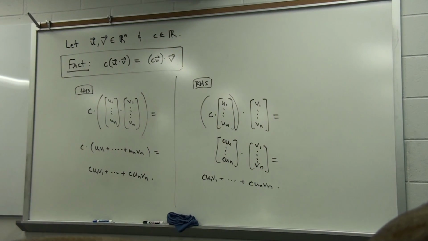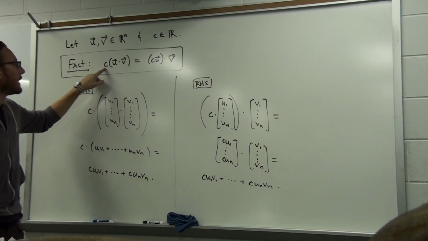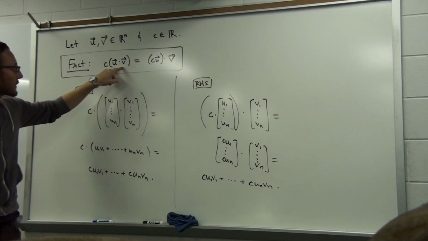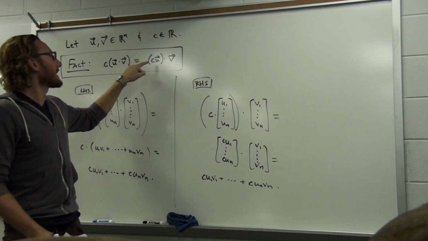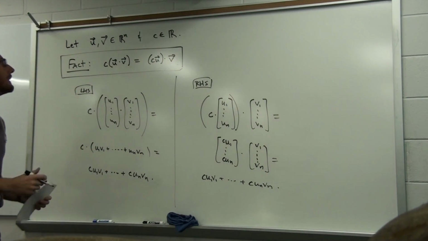So in particular, if you scale the dot product's result, that would be the same as scaling one of the vectors from the get-go and then dotting.